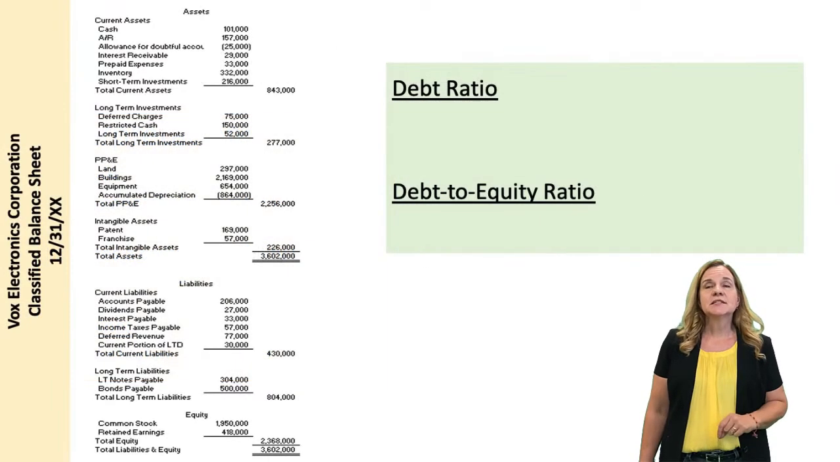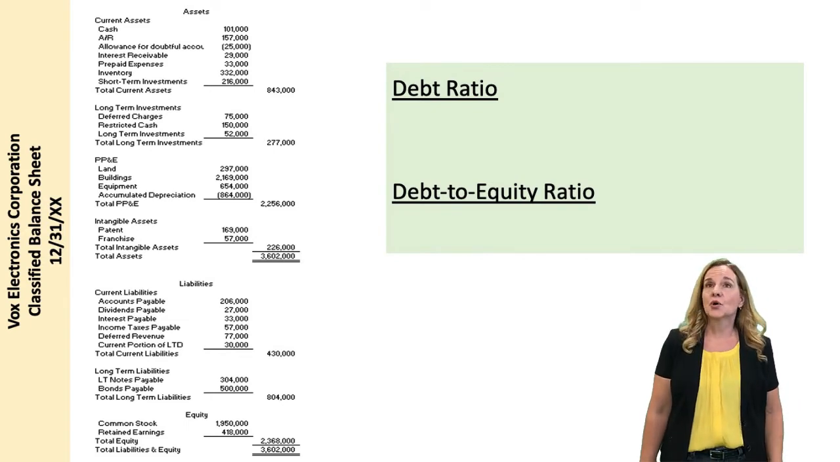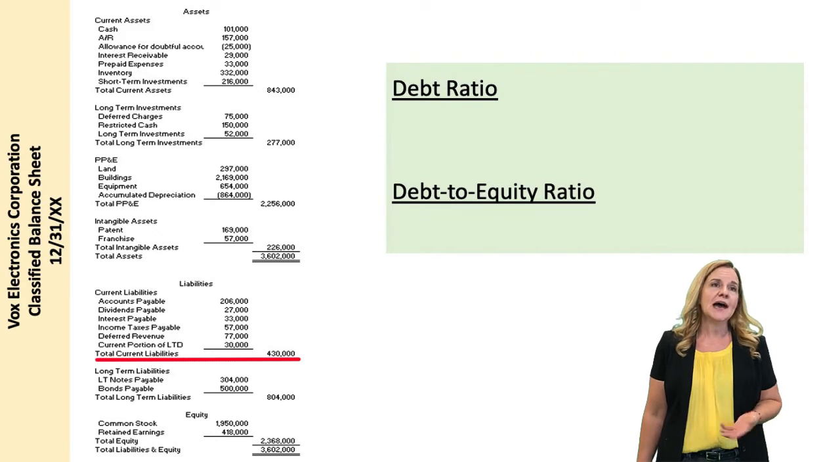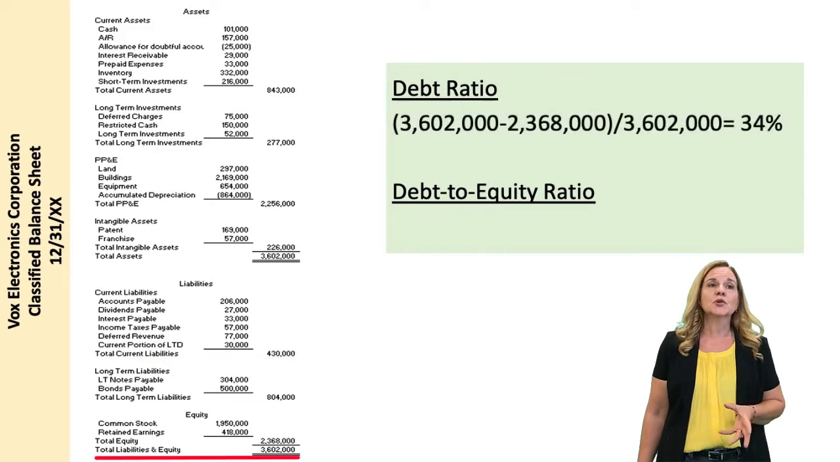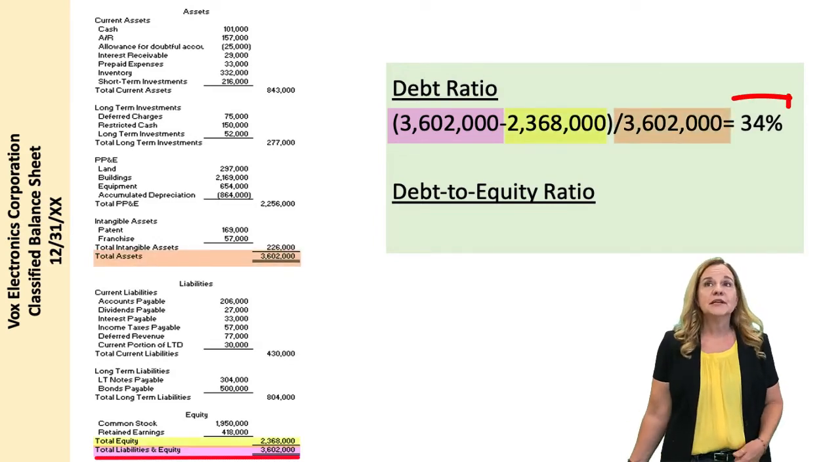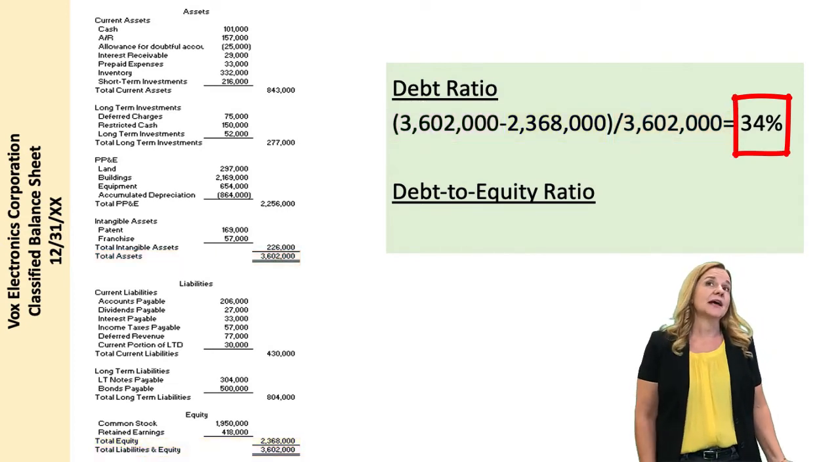So the debt ratio and the debt to equity ratio, all the numbers we need are on the balance sheet. On the debt ratio, we're taking the total liabilities and dividing it by the total assets. So when you look at this balance sheet, it does not have a total on liabilities. There's multiple ways to do this calculation. You could take the total current liabilities of $430,000 and add the total long-term liabilities of $804. Or, as you can see in the calculation, I've taken the total liabilities and equity of $3,602,000, and then I subtracted out the equity. And I divided it by the total assets. And the result is a percent, 34%. So that shows me that 34% of the assets are being financed with debt.